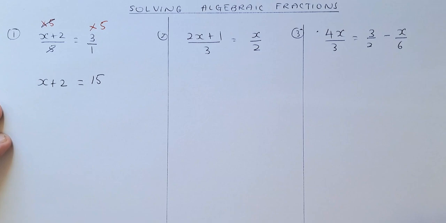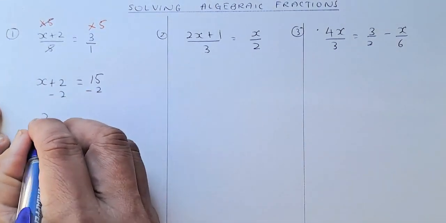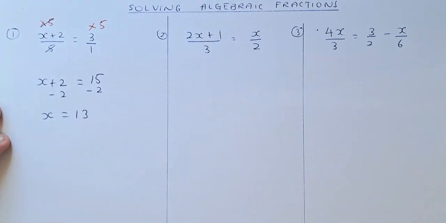Once you have done that, it's going to be easy. So you minus 2 on both sides. So x equals 13.